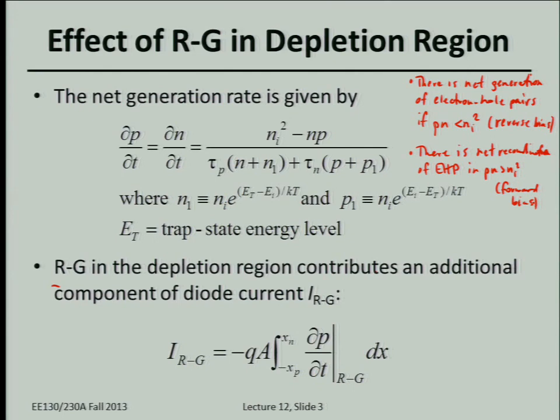Okay, first of all, which direction is the electric field pointing? To the left. Okay, so which direction are the electrons going to go? To the right. Which direction are the holes going to go? The left, right? So you generate an electron hole pair. Okay, now where do these electrons go?